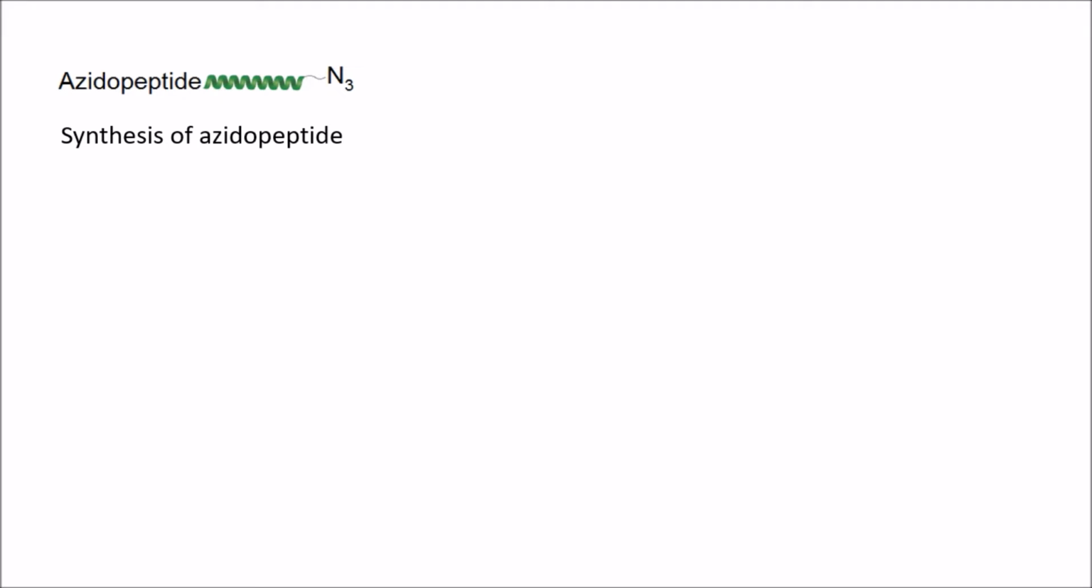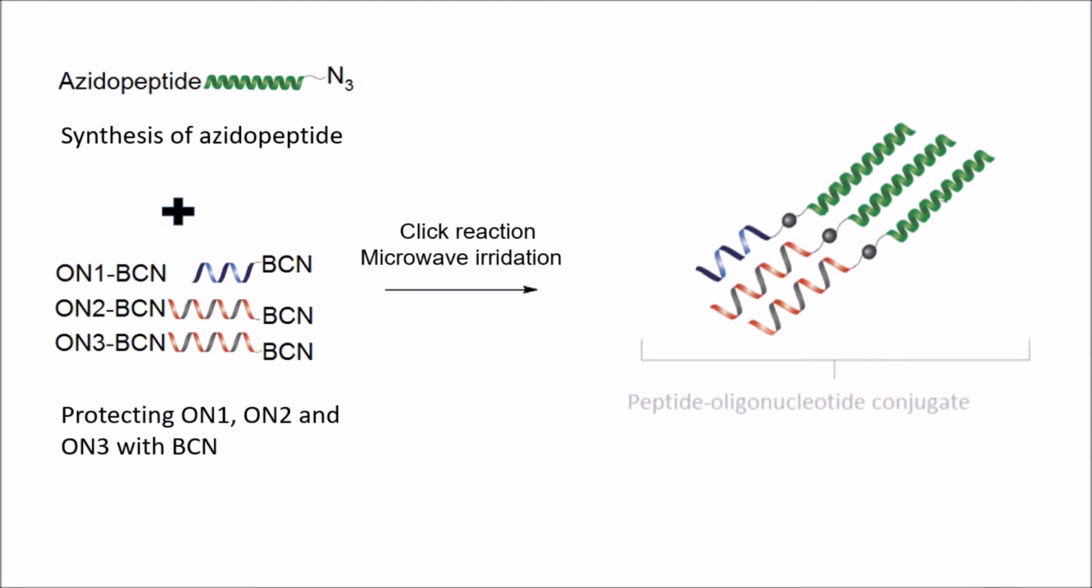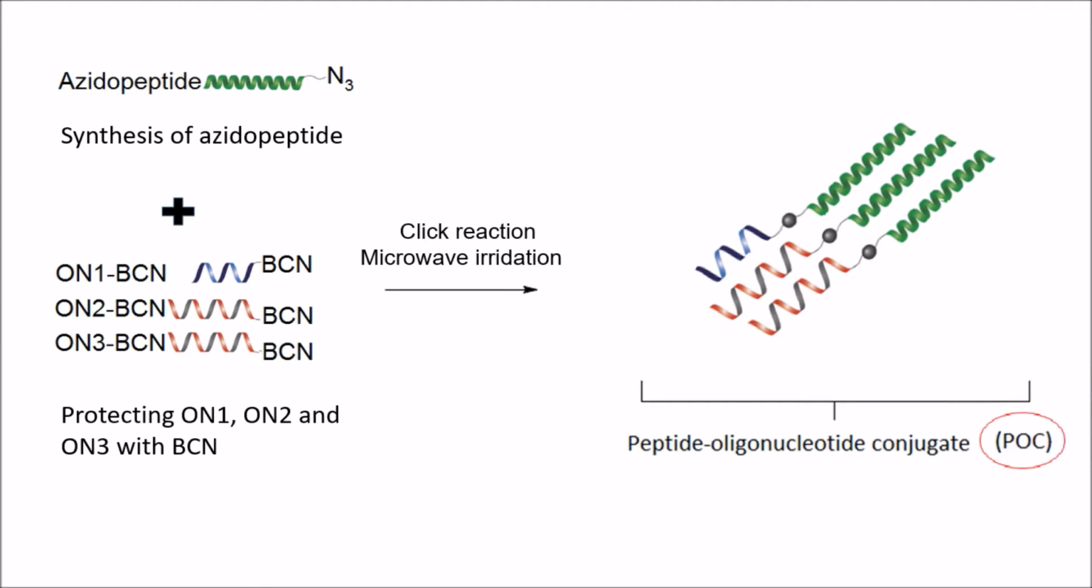The first thing to do was to synthesize the acetopeptide by solid-phase peptide synthesis. This is an extremely efficient method to create designed peptides. The next thing was attaching the protection group BTN to the oligonucleotide. Then the acetopeptide and the oligonucleotide were coupled together in a click reaction, furthered by microwave irradiation. This gave the peptide oligonucleotide conjugate, POC. The POCs are created easily and effectively.